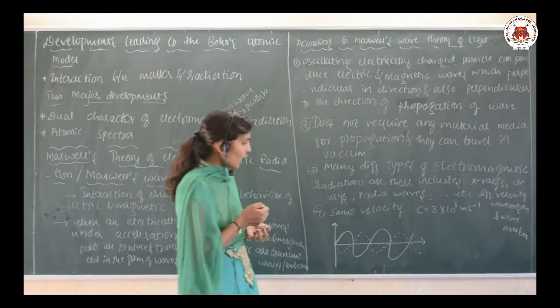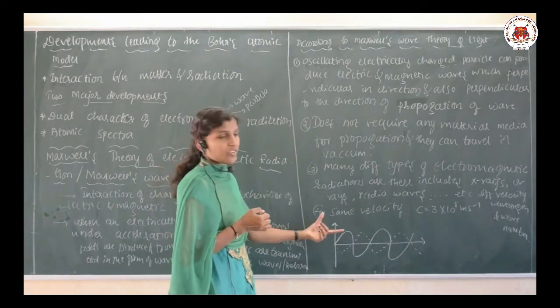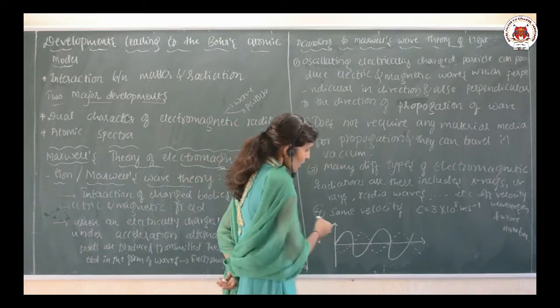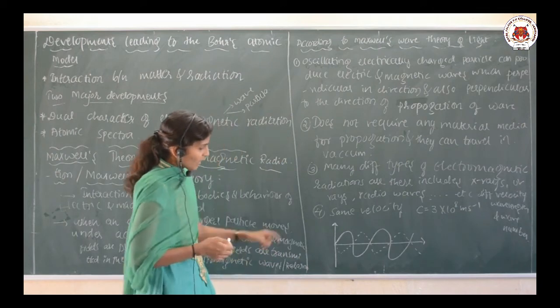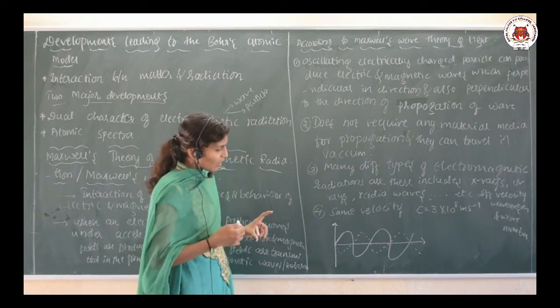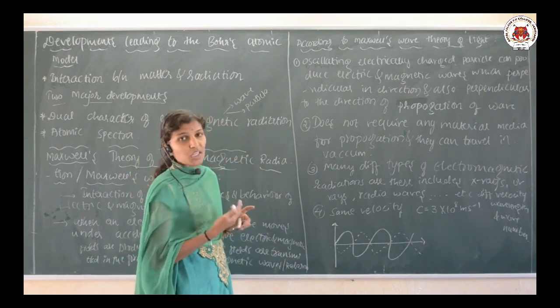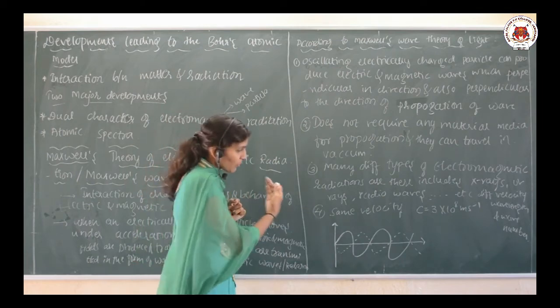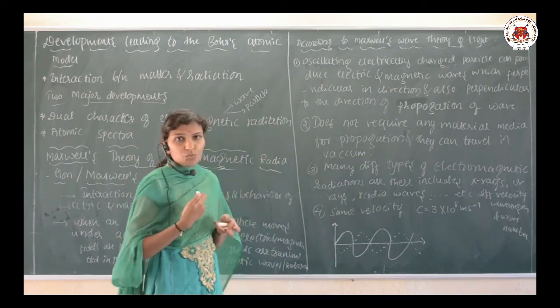So any electromagnetic wave can be represented like this. See here, any electromagnetic wave can be represented like this, and here the electric and magnetic fields are perpendicular to each other, and even those are perpendicular to the direction of propagation of the wave.